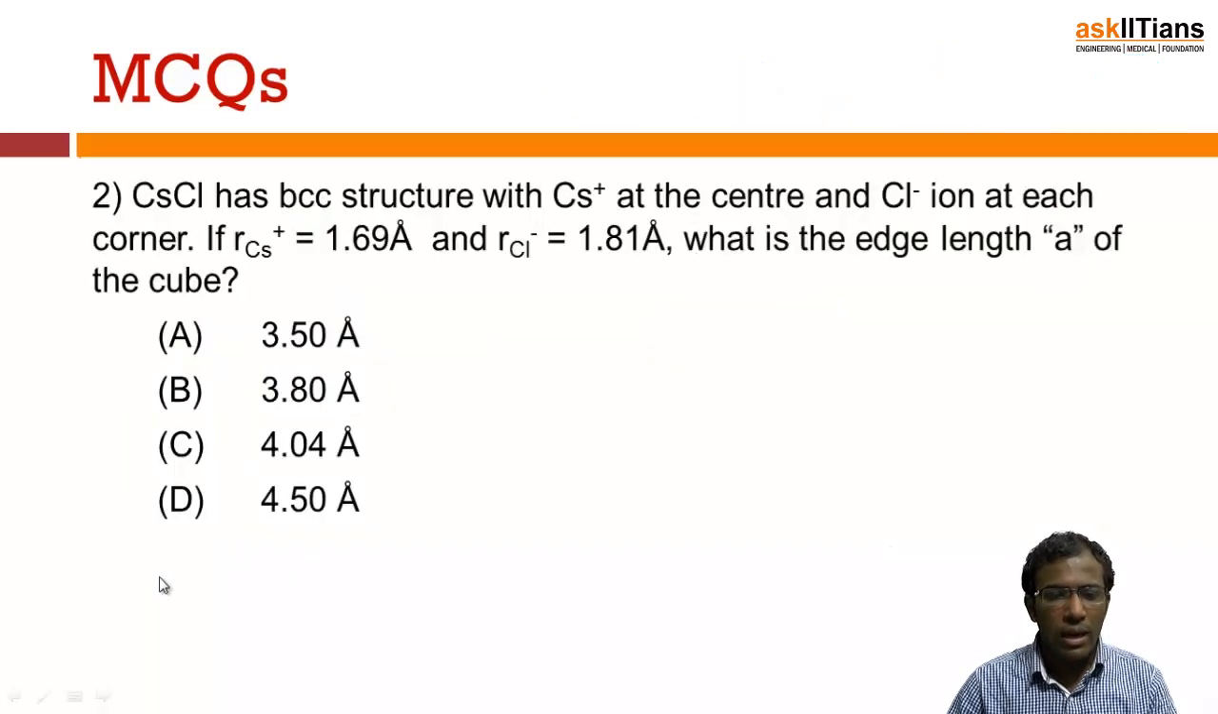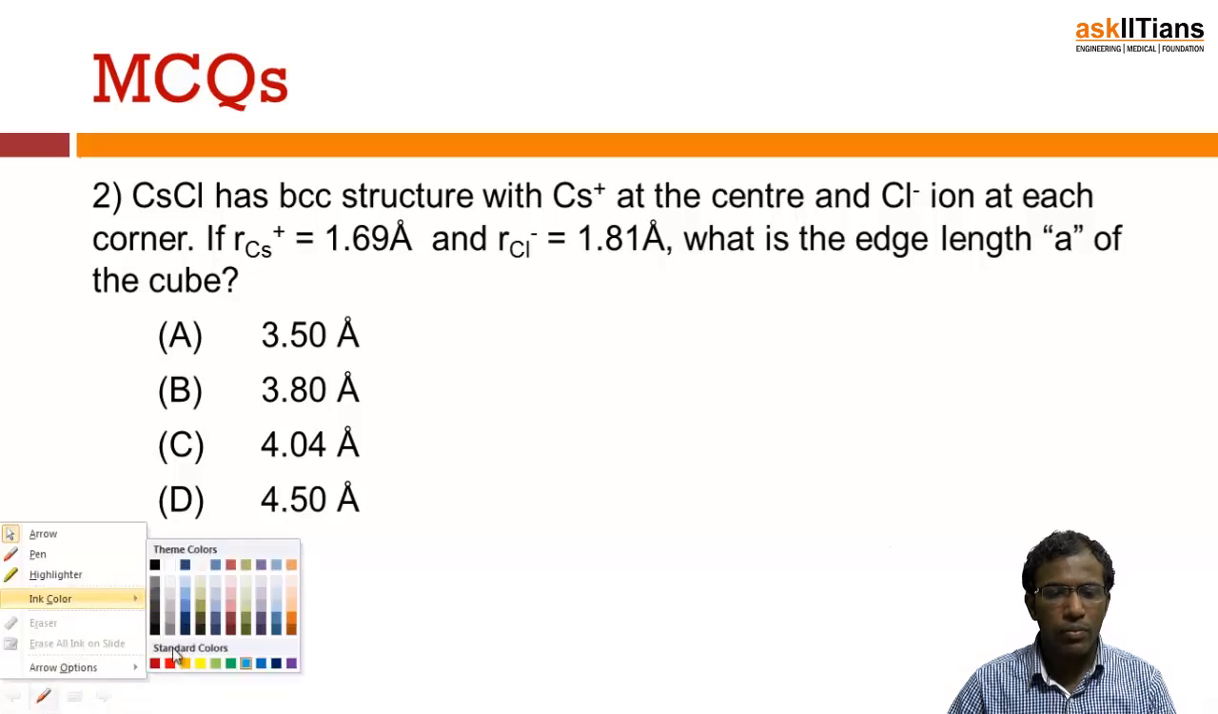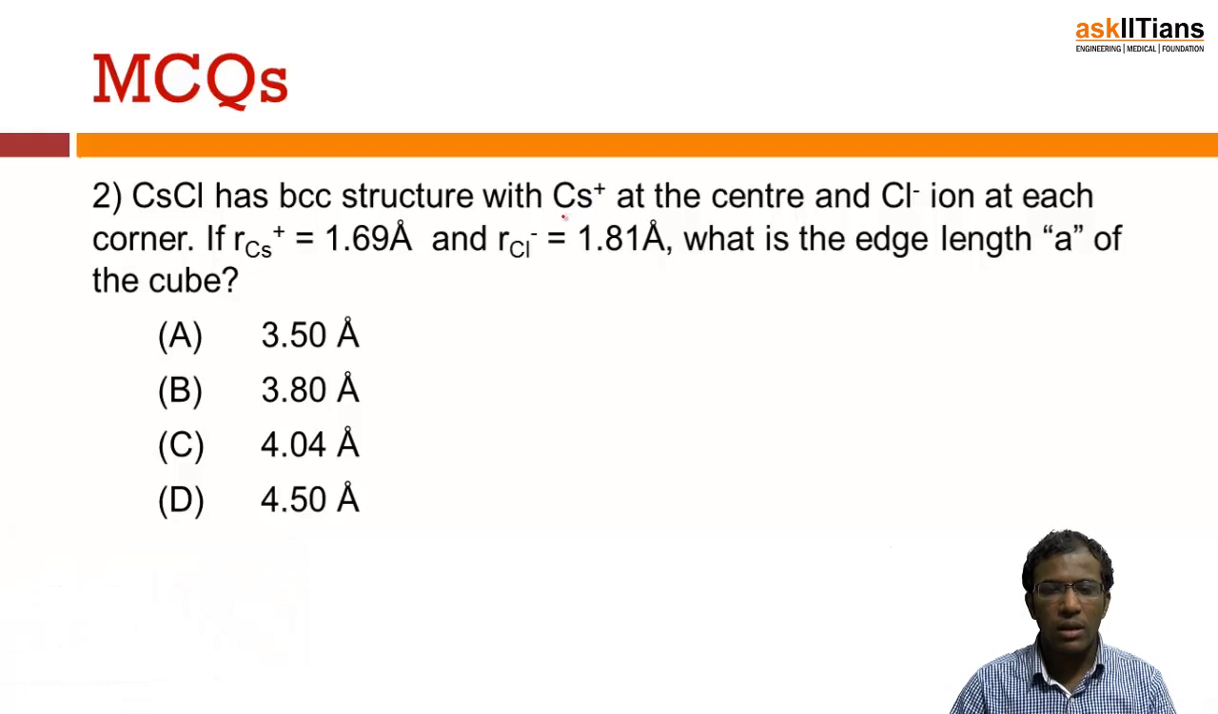Cesium chloride has a BCC structure with Cs+ at the center and chloride ions at each corner. The radius of the cation as well as the anion is given. What is the edge length of the cube? Here, for the structure of cesium chloride, I have given you a formula: the radius of cesium plus the radius of chloride is equal to what?